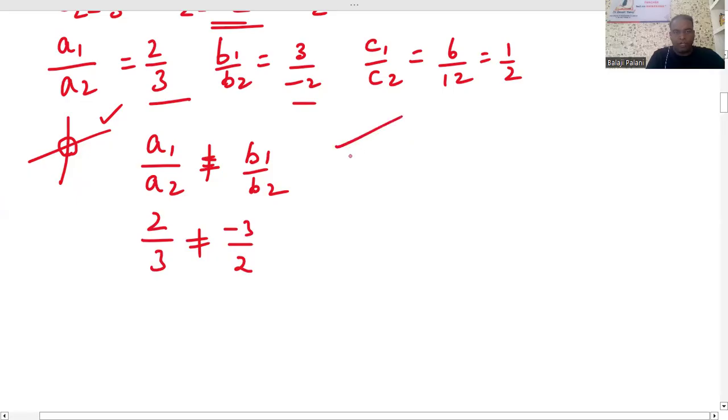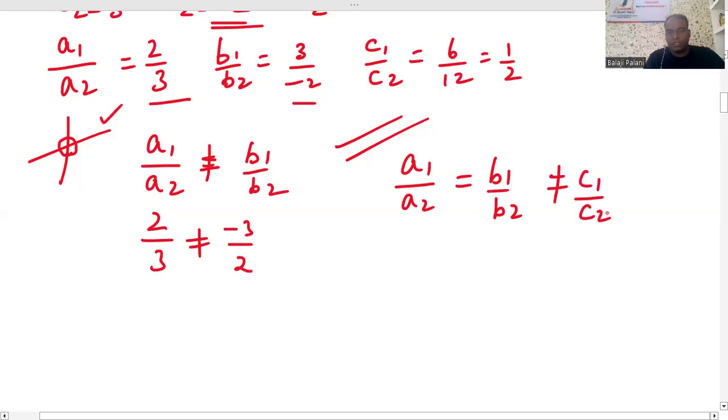Next, if we are talking about parallel lines, we should have a1 by a2 equal to b1 by b2, and the constant ratio should not be equal to them. This is the condition to identify whether the two lines will be parallel to each other. Example, I tell you, 2x plus 3y is equal to 6.